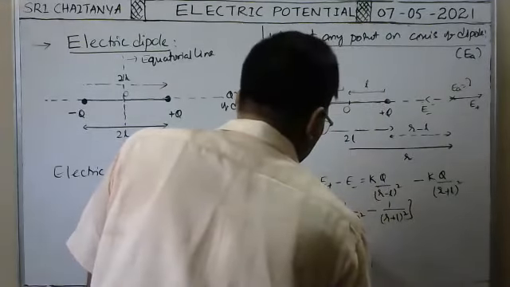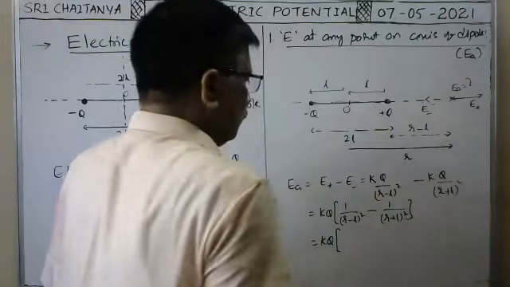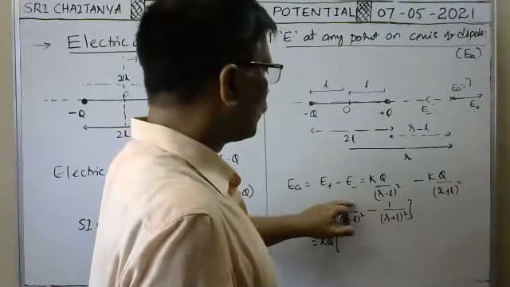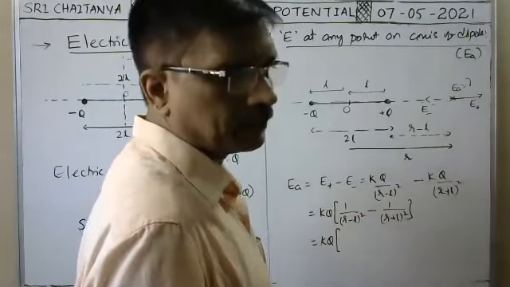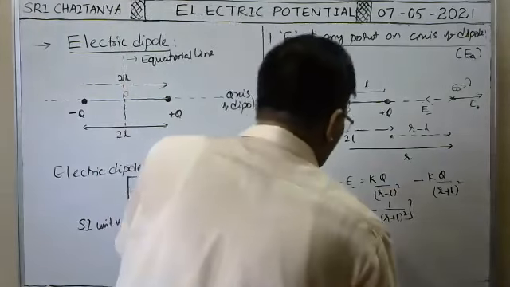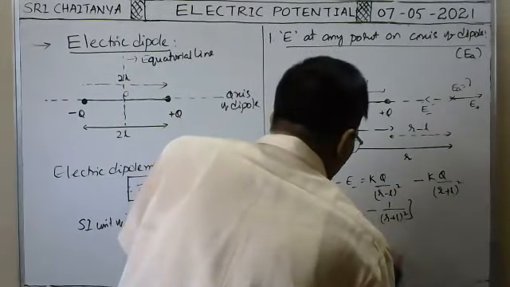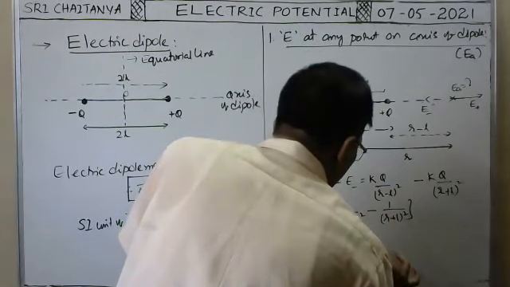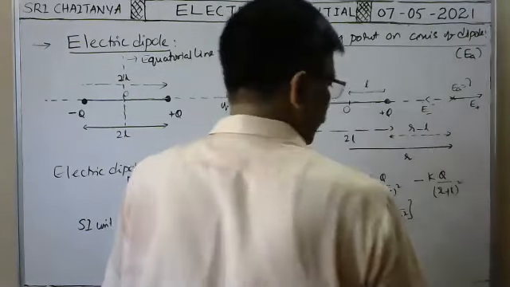Take the LCM. When you take the LCM, we get A plus B whole square minus A minus B whole square, which we know is 4AB. So we get 4RL by R square minus L square whole square, into K.